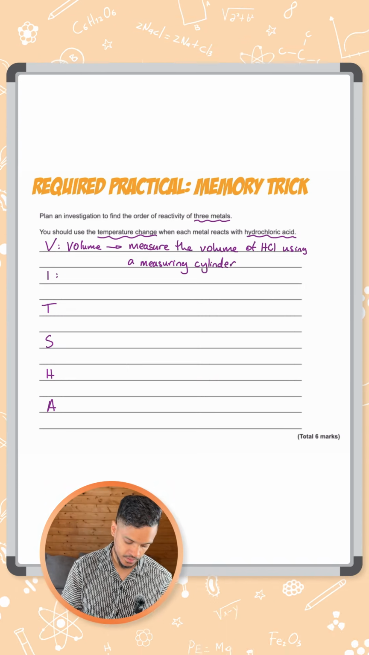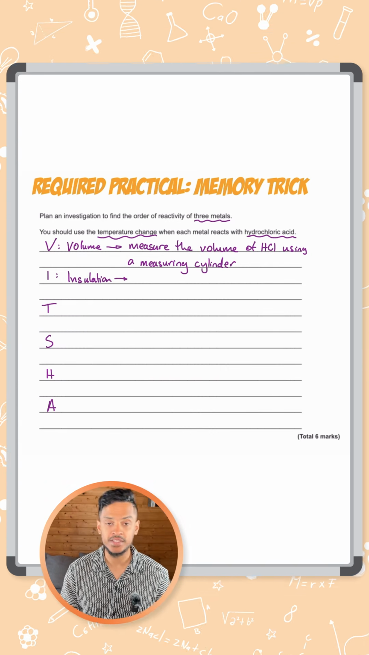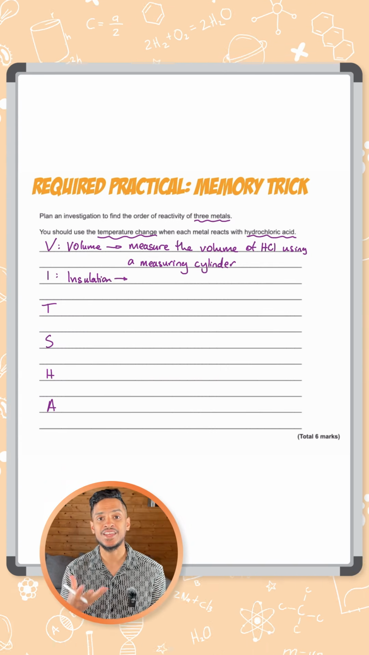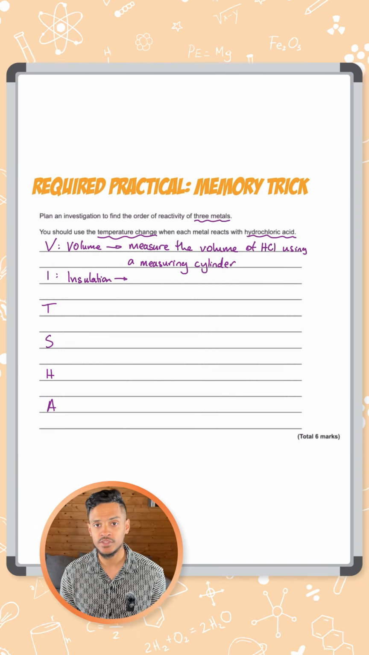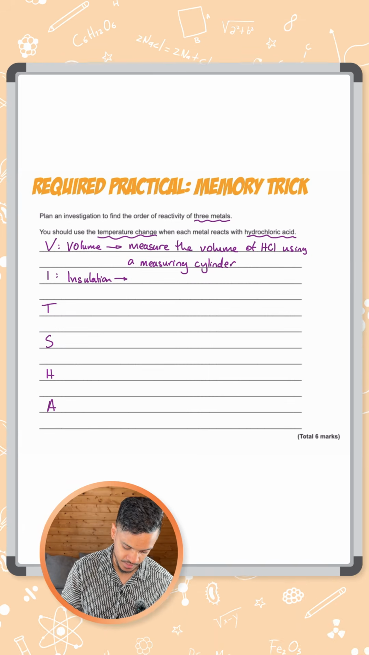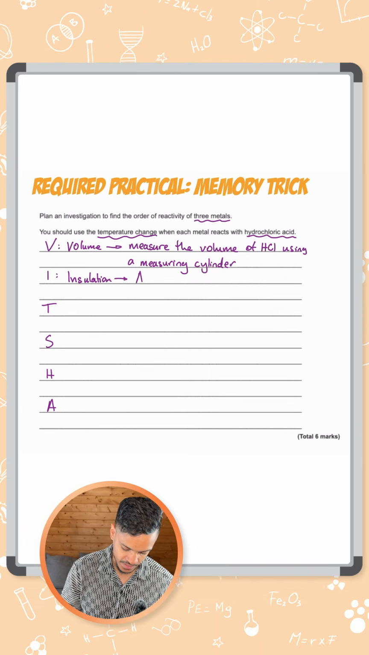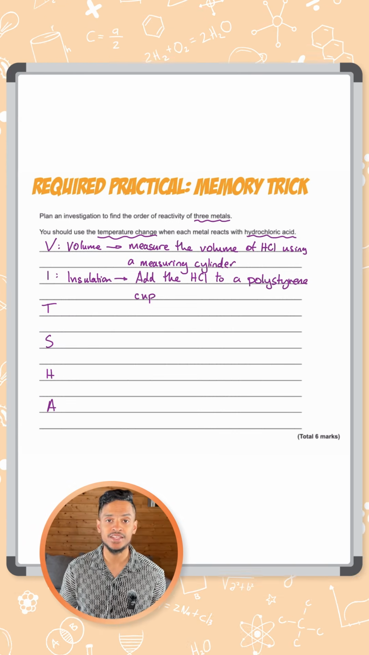Next, we have the I. You can use that to remind you of insulation, which basically tells you you have to use an insulated container here to make sure that energy isn't lost to the surroundings. So what we usually like to use in this type of investigation is a polystyrene cup. So we add the hydrochloric acid to a polystyrene cup. You can also mention a lid if you want.